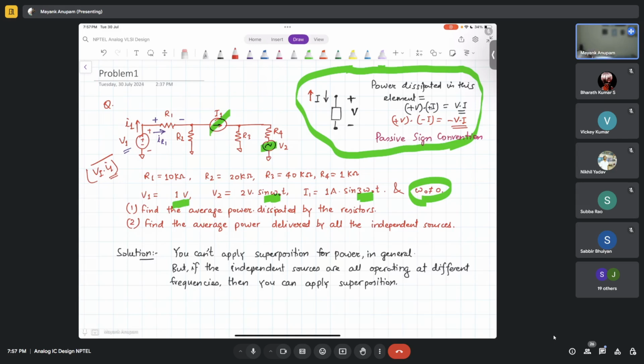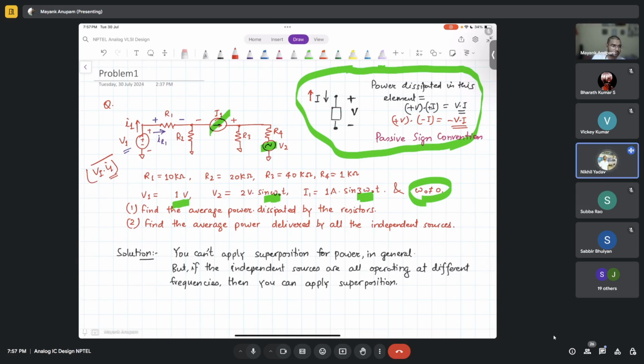Similarly here also I1. Here also you assume that this is the positive terminal and this is the negative terminal, and then you find out what is the voltage across it and what is the current. Simply take the product and average it. You will be able to find the average power delivered.